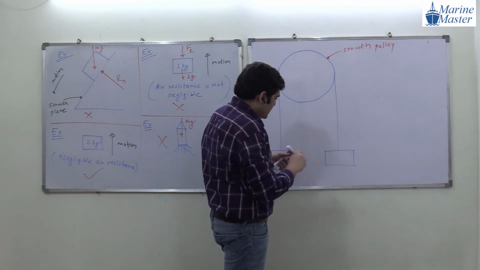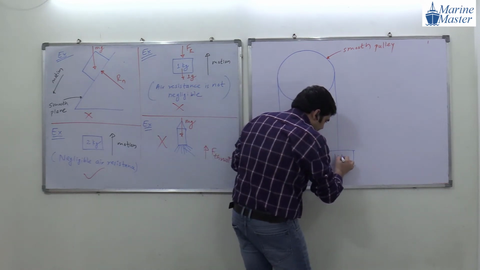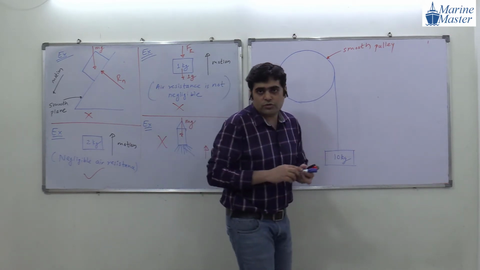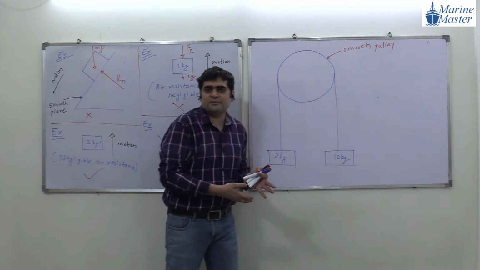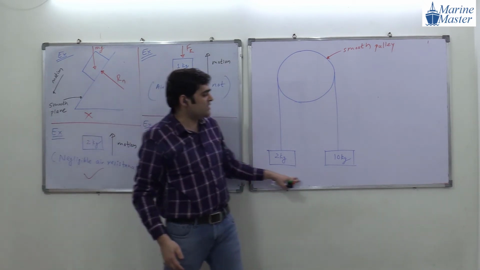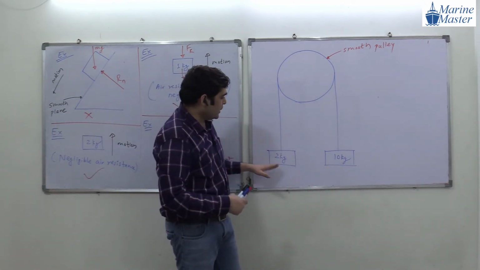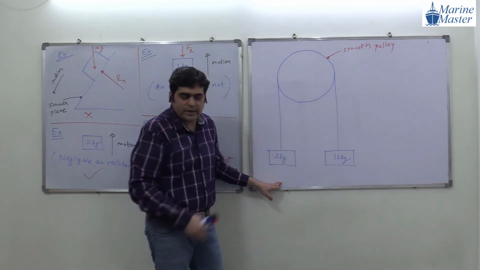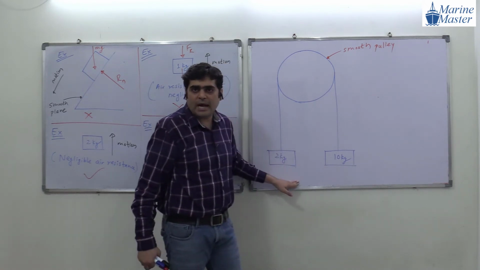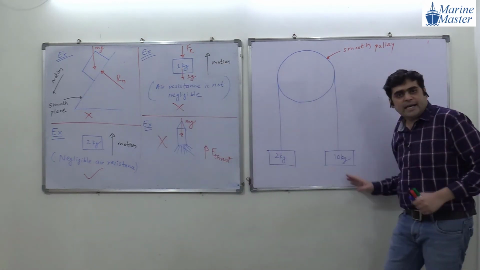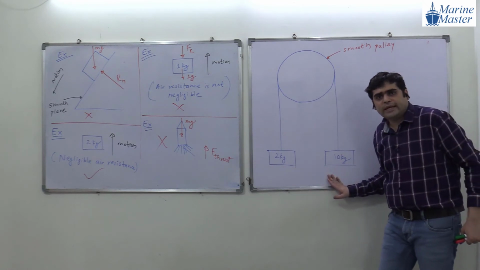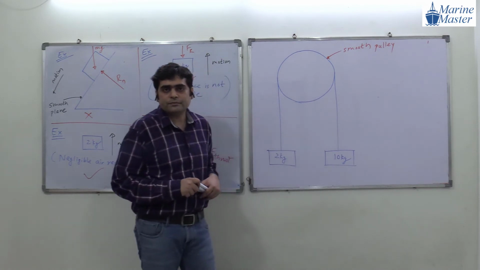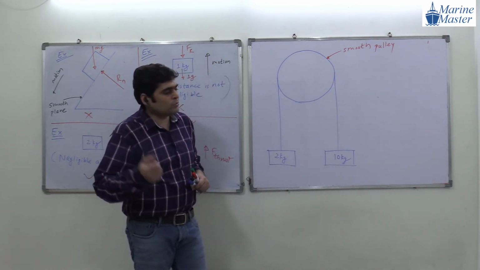Now guys, suppose this is a 10 kg mass and this is a 2 kg mass. We release these masses from some platform. Initially these two masses are on some platform, and we release these two masses. So what will happen when we release them?